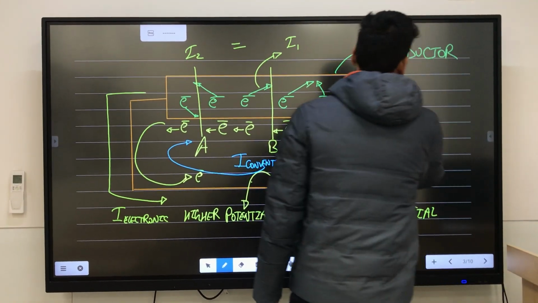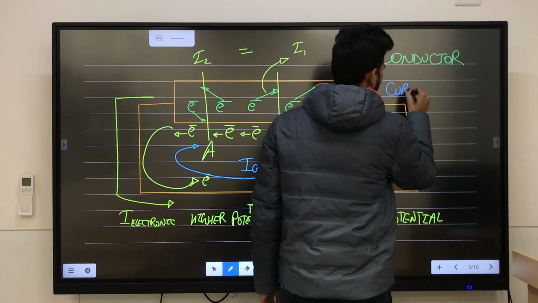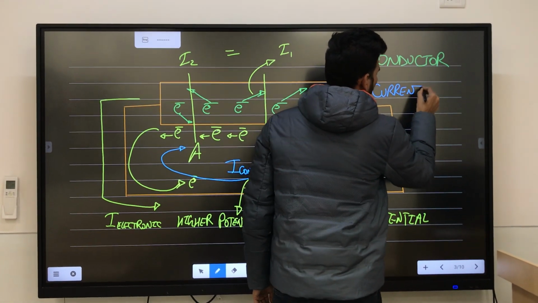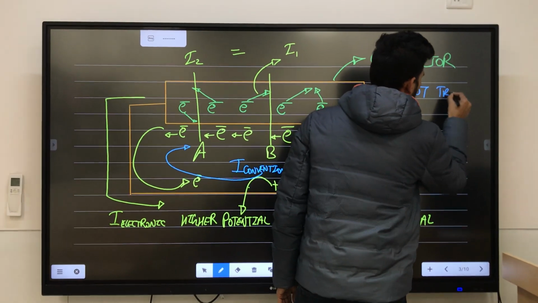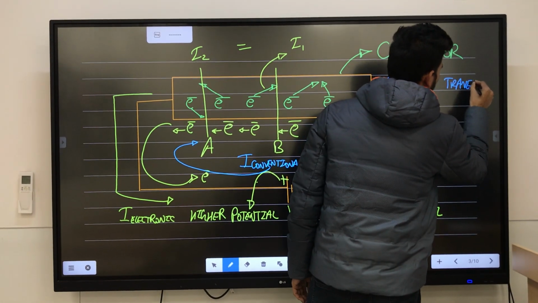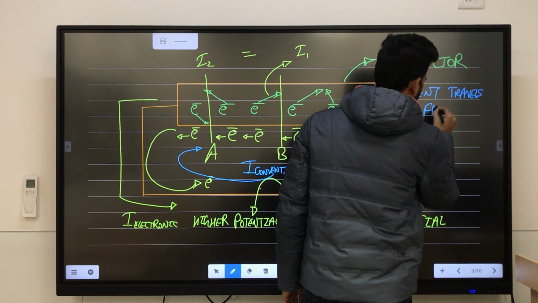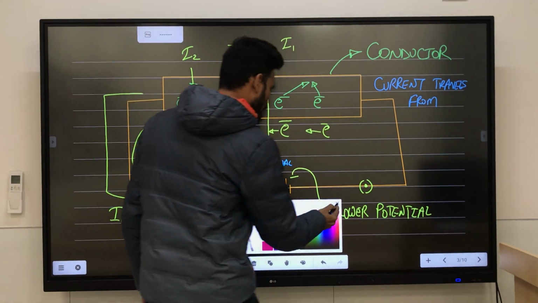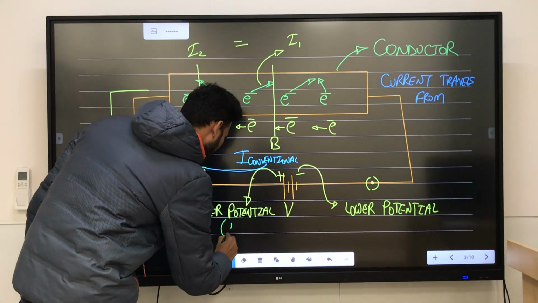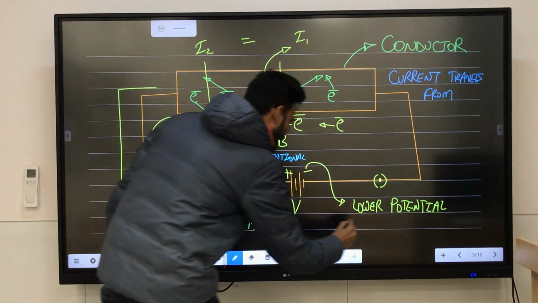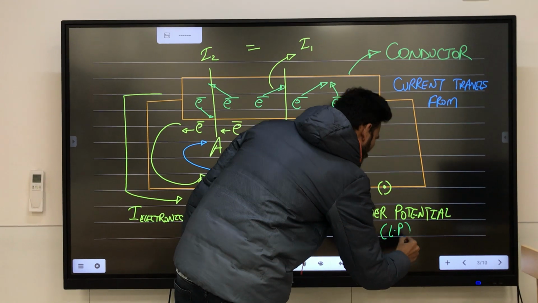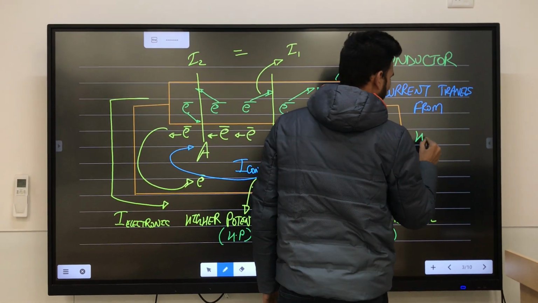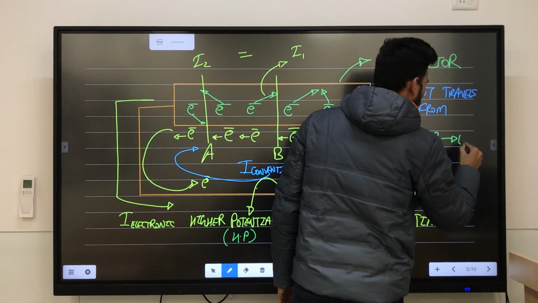So we can say that current always travels from higher potential to lower potential. We can write it down, higher potential as HP and lower potential as LP. So current always travels from higher potential to lower potential.